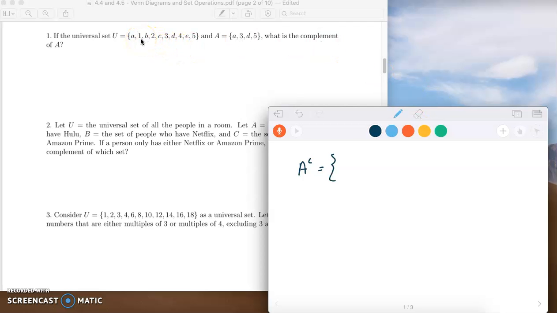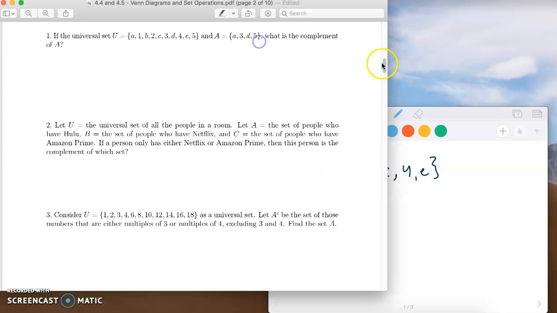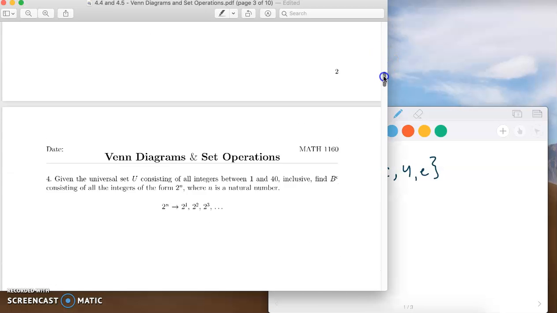1, b, 2, c, not 3 because 3 is here. Oops, yeah, 3 is here. d is also there, so we don't want to include that in our complement. 4 and e, and 5 is there, so we don't want to do that. So that would be the complement of A in that situation. So again, it's just anything that's in the universal set that's not in that set.